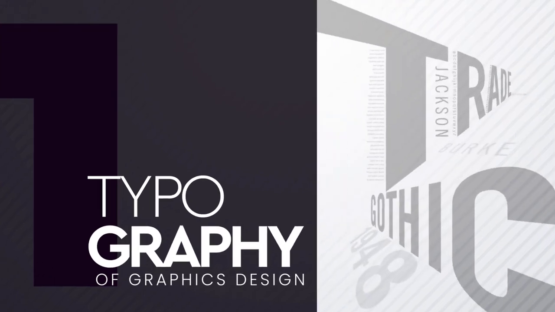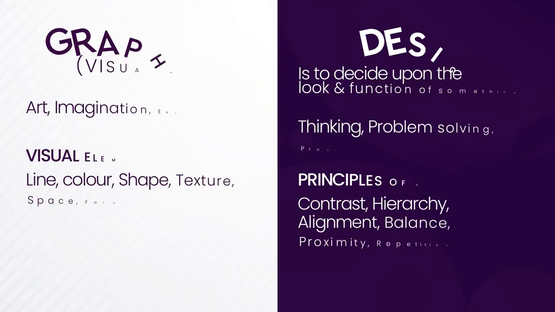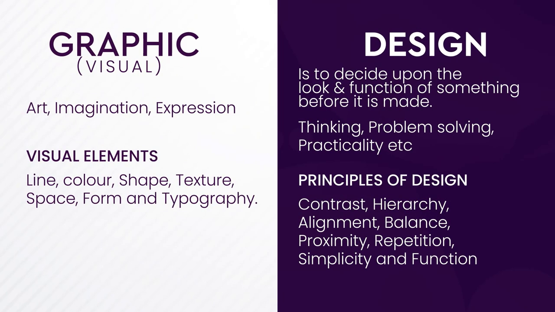First off, we'll look into definition of some concepts, and the first one is graphic design. Graphic design is formed from two concepts, graphic and design. Graphic means visual, which connotes art, imagination, expression, etc. It involves many mediums such as drawing, painting, engraving, and lettering. It is giving clear and explicit detail.